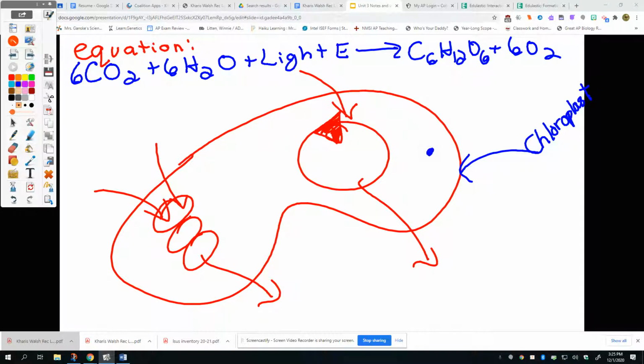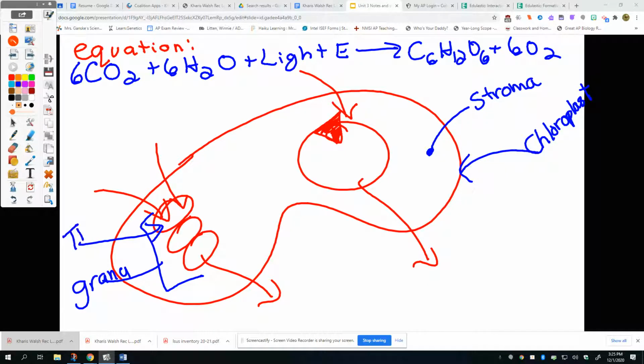This area outside of the thylakoid is called the stroma. This stack of thylakoids is called a grana. And one individual little disc in that grana, that is a thylakoid. And it appears green because it contains chlorophyll.